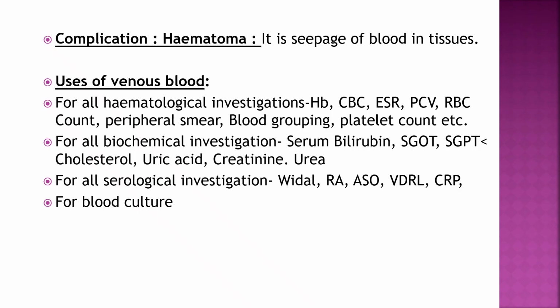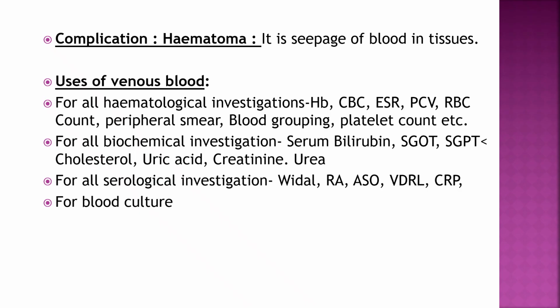So, uses of venous blood. All hematological investigations; preferably venous blood, we require mainly when a very large quantity of blood is required. Hematological investigations like ESR, PCV and other cell counts. Biochemical investigations where serum is required. Serological investigations where serum is required, and for blood culture.